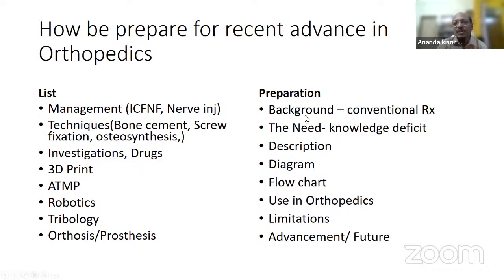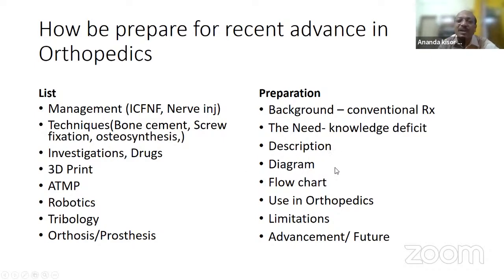So we start with the background, which is the conventional treatment, then the need, that is, the knowledge deficit, because based on the knowledge deficit the recent advances have come. The knowledge deficit has to be highlighted very accurately. Next, we start the recent advances with a description. There may be some types, some different categories, some steps. So again there should be segmentation in this section, the description of the recent advances item. Next, if it is possible, we have to give some diagram.